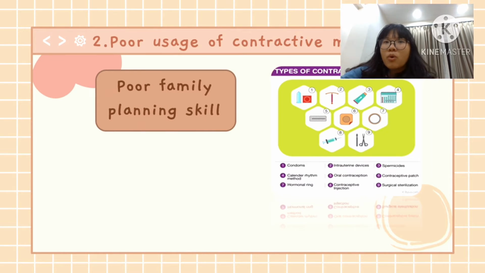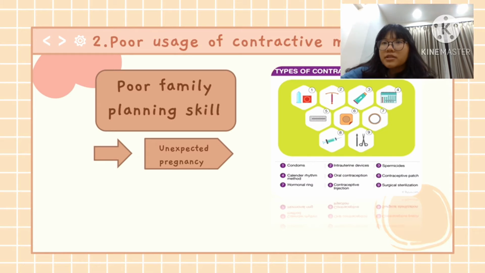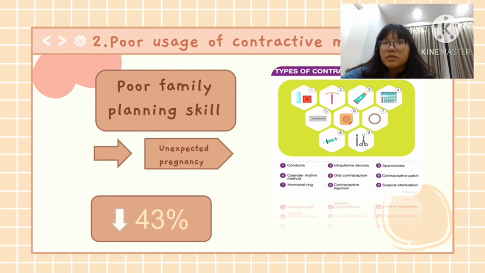The second reason is poor usage of contraceptive methods. Partners with poor family planning skills can lead to unexpected pregnancy, which is especially exacerbated in undeveloped areas. A study by the World Health Organization (WHO) shows that this usage figure drops to 43% in countries that are disrupted by issues like poverty, resulting in higher birth rates.